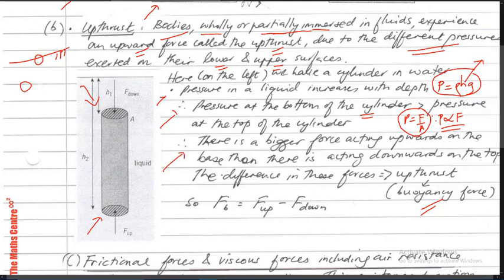Therefore, we can write, there is a bigger force acting upwards on the base than there is acting downwards on the top. Now, the difference in these forces is called the upthrust. So I just used F_B to indicate buoyancy force, which will be the force acting upwards minus the force acting downwards.